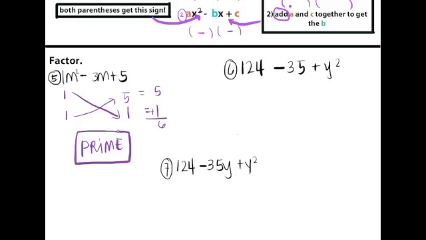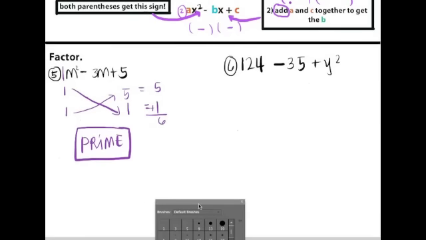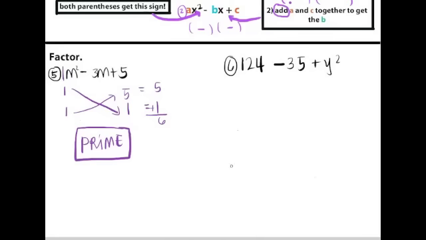Okay, I realized that I'm a silly person and I wrote number 6 and 7 are the same problem here, so let me erase that. I just realized that right now. Sorry about that. And let's work on number 6. So number 6 looks weird, first off because I put a 124 in there, and second because the y squared is in the back. That's okay that it's in the back.